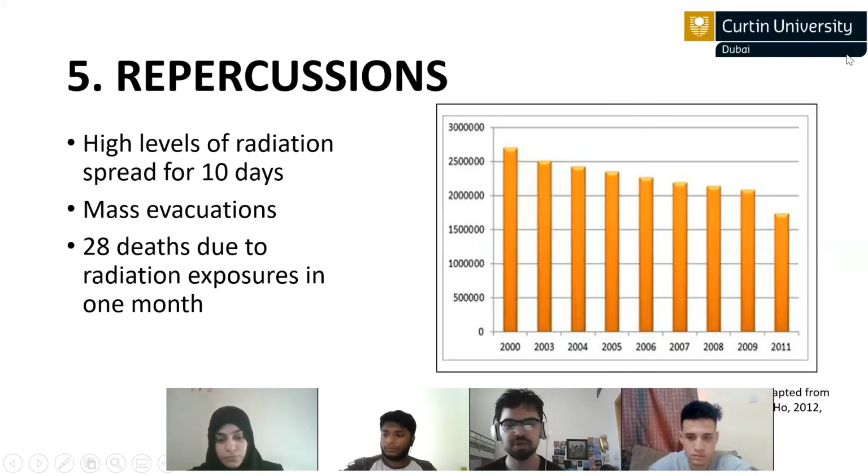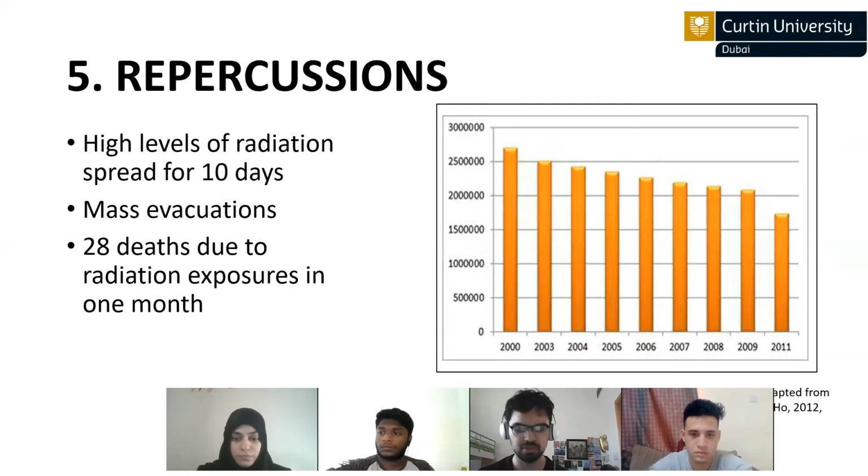I will be talking about the repercussions of the Chernobyl disaster. High levels of radiation were released into the nearby countries of Russia, Belarus, and Ukraine, and even parts of Europe for a period of 10 days. Mass evacuation had to take place to protect the civilians from the radiation, and despite this, 28 deaths were reported over the period of 1 month due to radiation exposure.